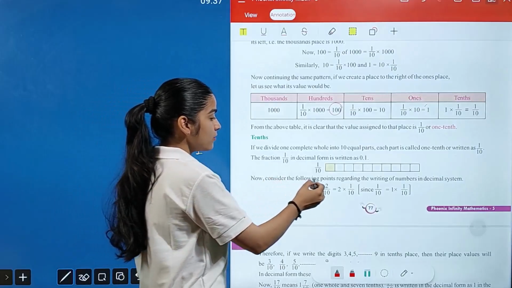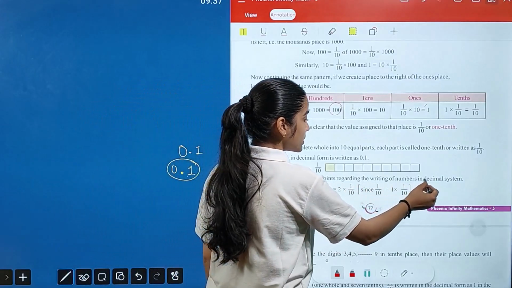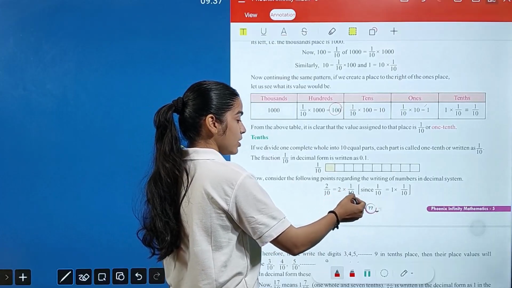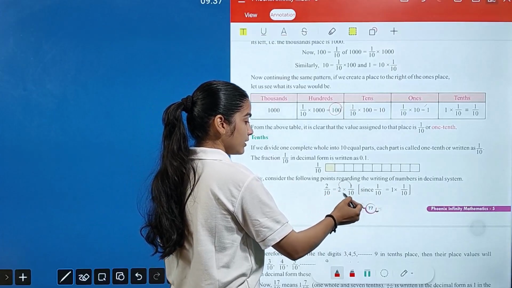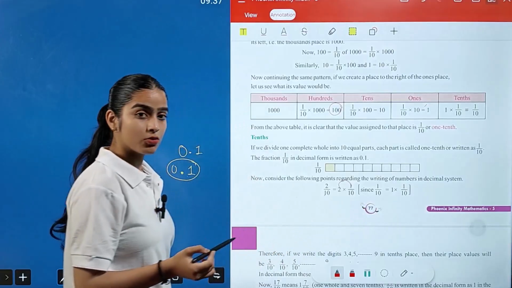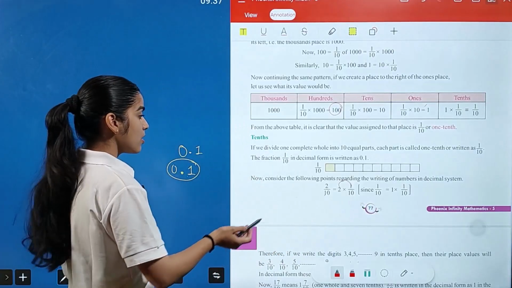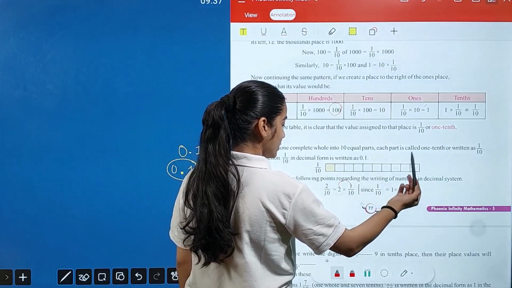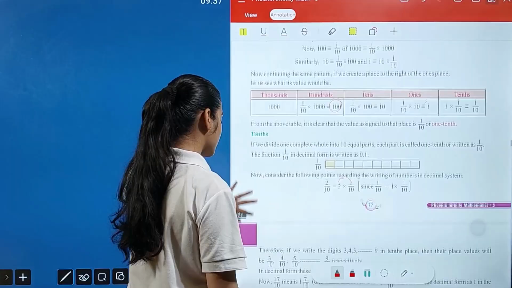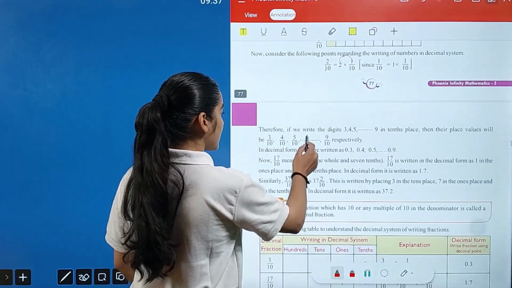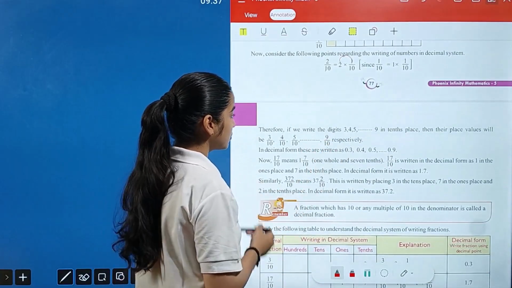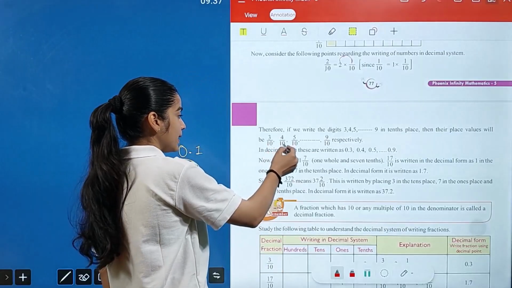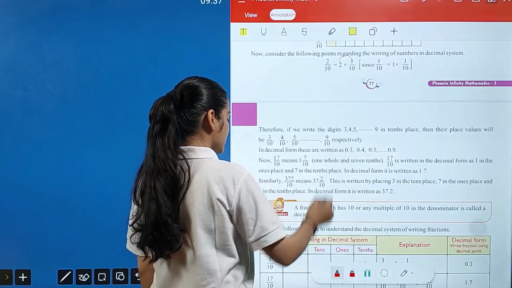Now consider the following points regarding the writing of numbers in the decimal system. 2/10 is equal to 2 multiplied by 1/10. So first you multiply 2 and divide by 10, and you will get 0.2, because 1 multiplied by 1/10 is 0.1, and if you add 0.1 plus 0.1, you will get 0.2. Therefore, if we write the digits 3, 4, 5 to 9 in the 10th place, then their place values will be 3/10, 4/10, 5/10 and 9/10 respectively.